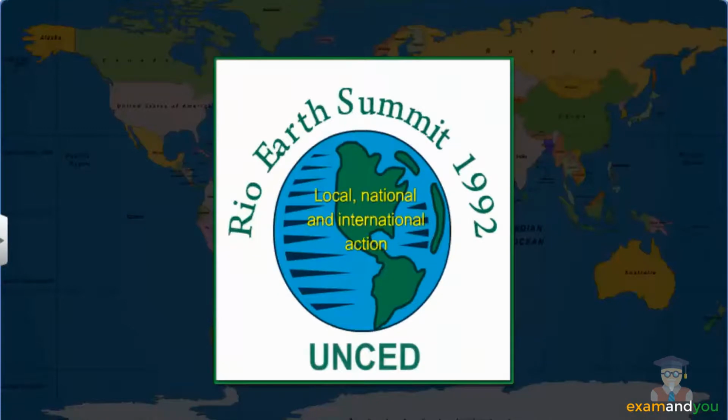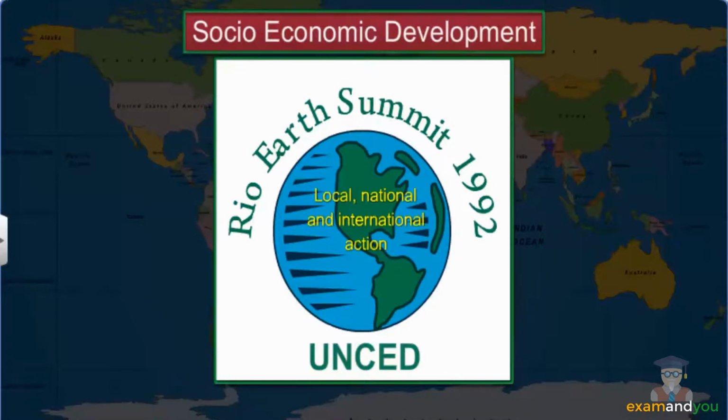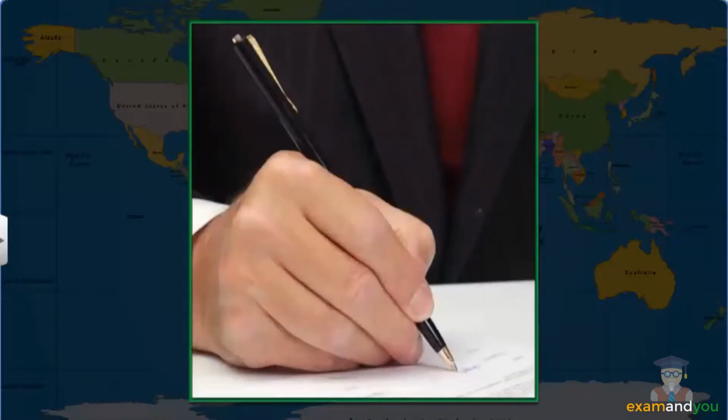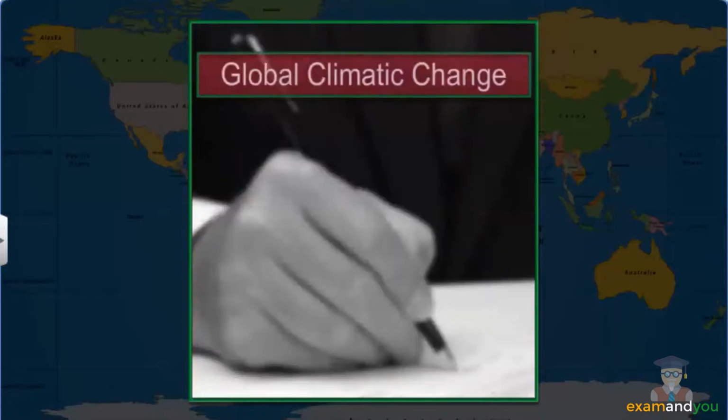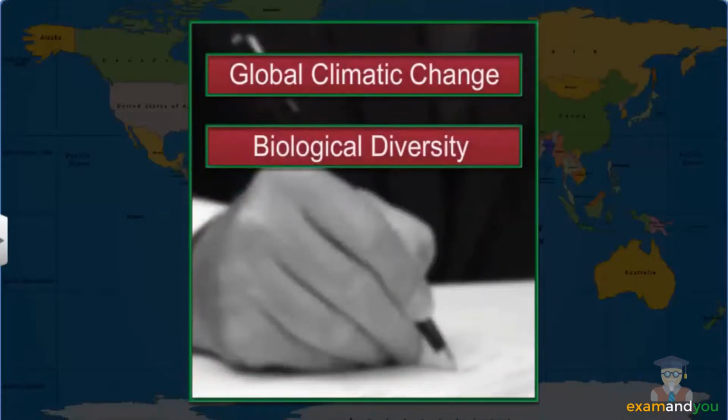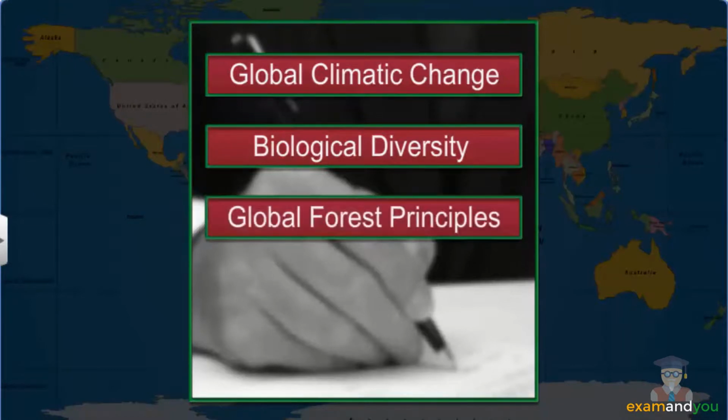At Rio de Janeiro, leaders from over 100 countries gathered to address the problems of environmental protection and sustainable socio-economic development. The leaders signed the Declaration on Global Climatic Change and Biological Diversity and approved the Global Forest Principles.